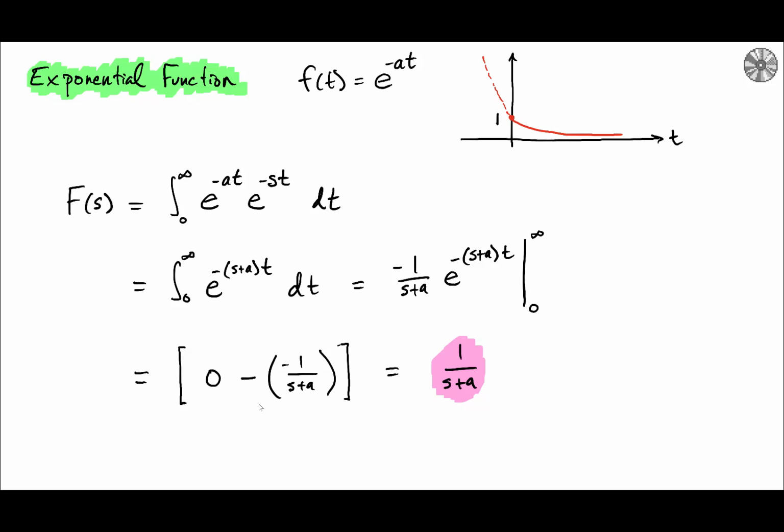So that exponential becomes e to the minus quantity s plus a times t. And so that allows us, if we treat s and a both as parameters, to just find the integral of that. So we get that minus 1 over s plus a out front, and then we evaluate it again from 0 to infinity. And so that gives us 1 over s plus a. So the Laplace transform of e to the minus at is 1 over s plus a.